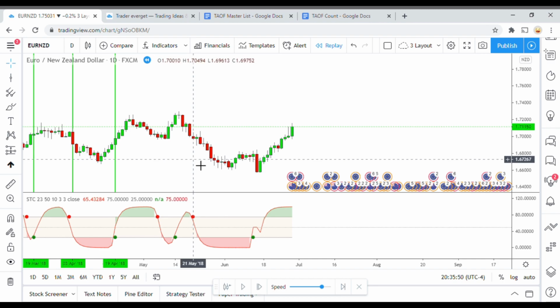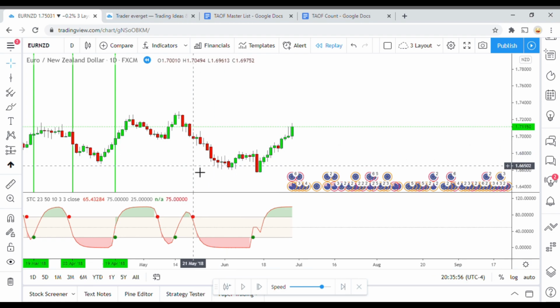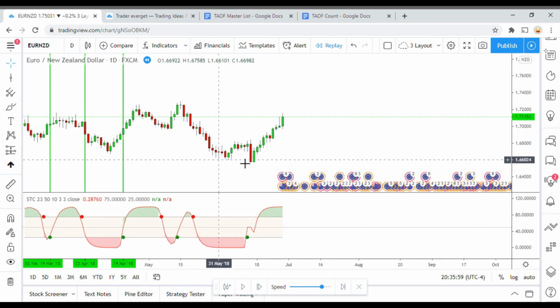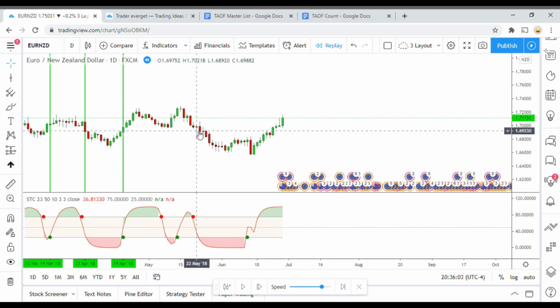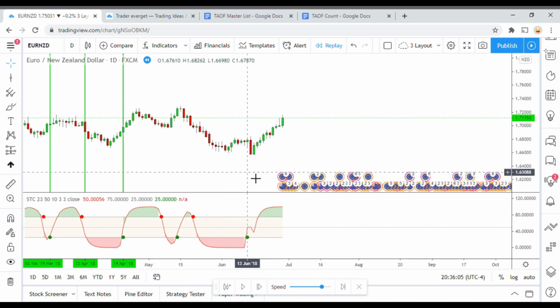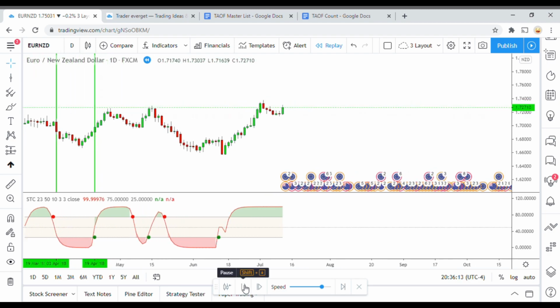Let's see here. We have this one here, and even though it's a shame that this one did not give us a valid entry, because it would have definitely hit take profit, the next candle after the red dot was a green one, and so we would not have taken that. This one would not have been a valid entry either. Moving on with them here.